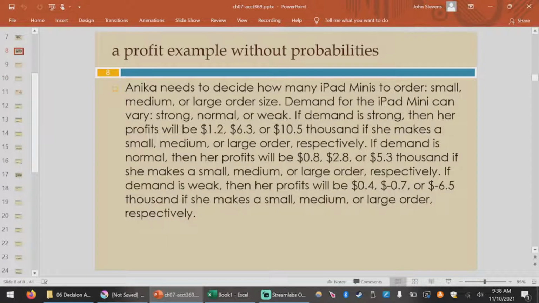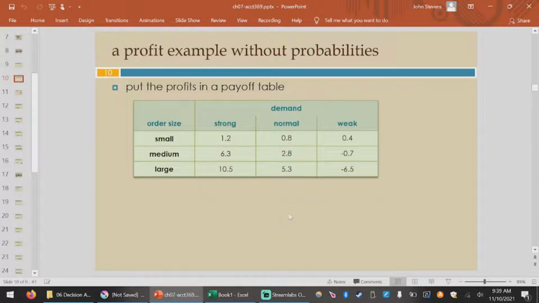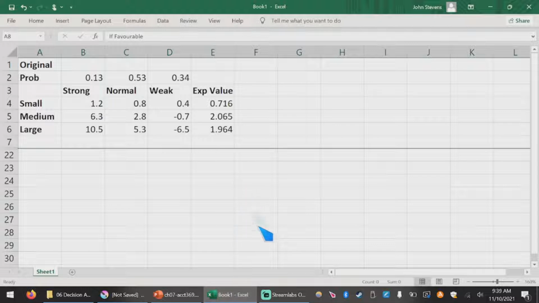So I want to look at the problem where Annika needs to decide how many iPad minis to order. She has the options between small, medium, and large order size. The demand can be strong, normal, or weak, and you can pause this to more carefully read it. Then I have different profits in thousands that you can make depending on the market conditions and the order size, summarized in the table here. I also typed it up here.